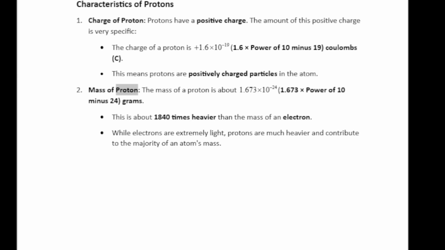Mass of proton. The mass of a proton is about 1.673 times 10 to the power minus 24 grams. This is about 1,840 times heavier than the mass of an electron. While electrons are extremely light, protons are much heavier and contribute to the majority of an atom's mass.